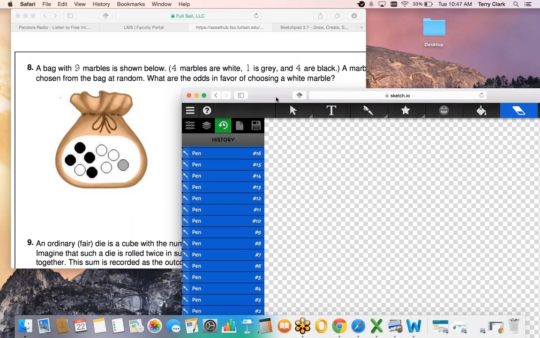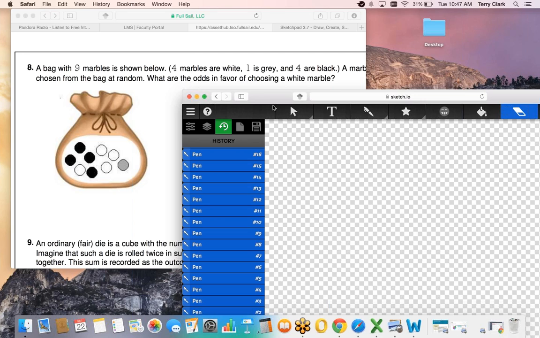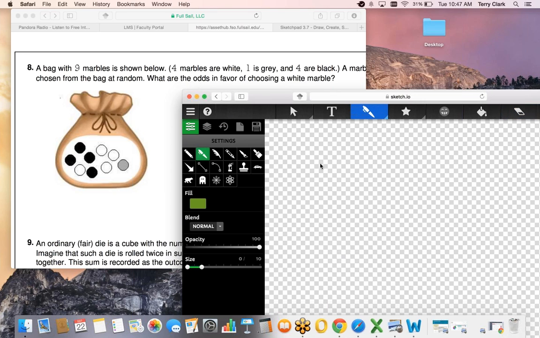Okay, now this is an odds problem. So the odds look at favorable over unfavorable, or we can just say favorable to unfavorable. Okay, so what are the odds in favor of choosing a white marble? Okay, so there are 4 white marbles.